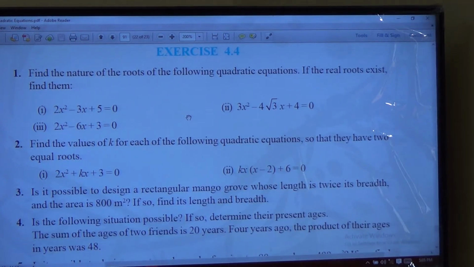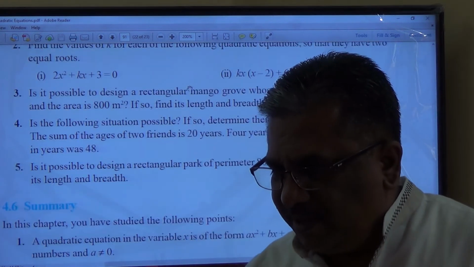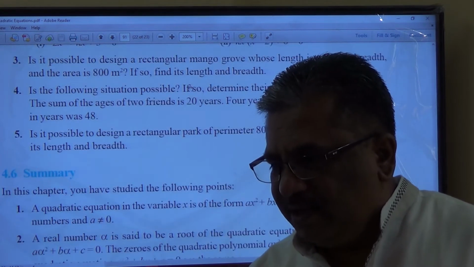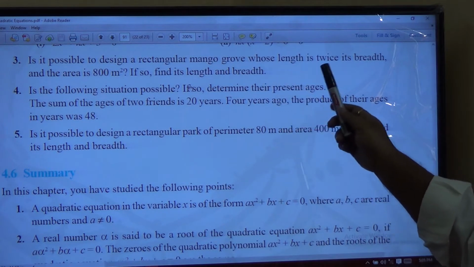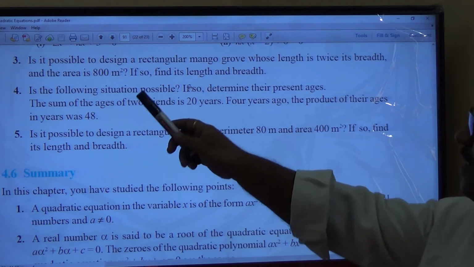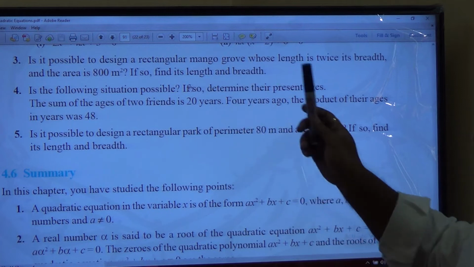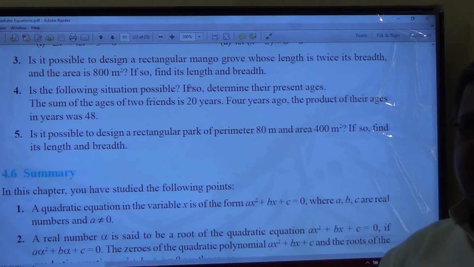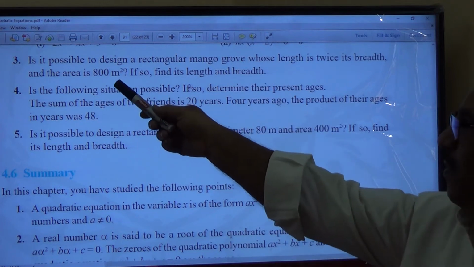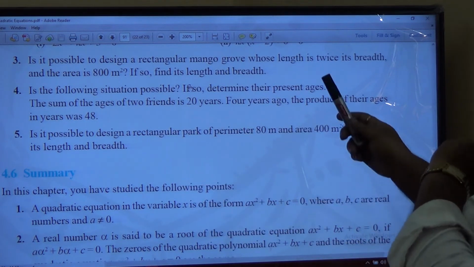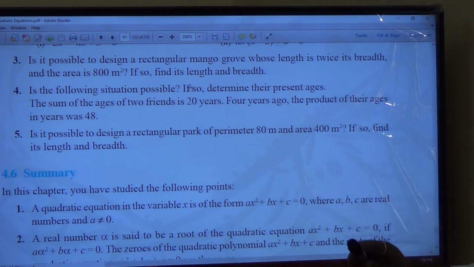Let us start solving some numericals from exercise 4.4. First, second, leave it. Third one, word numericals I am taking, which are important here. Question is, is it possible to design a rectangular mangrove whose length is twice its breadth, area is 800 square meter? If so, find the length and breadth. Question is, first of all, is it possible that we form a quadratic equation based on the given information? 800 square meter is area and length is twice its breadth. So relation is given. So let us try to find out.